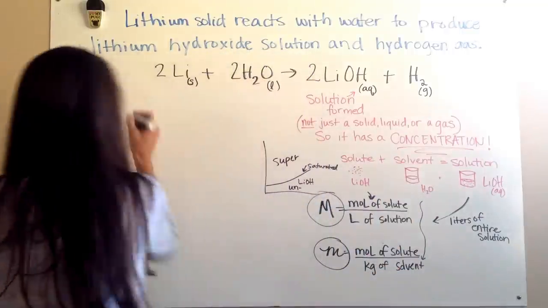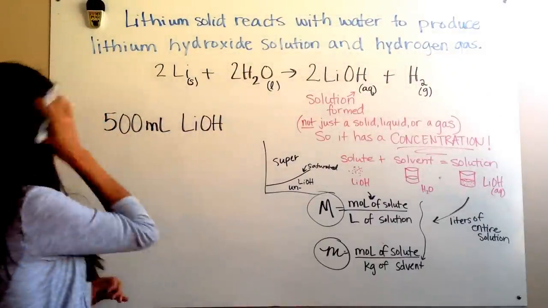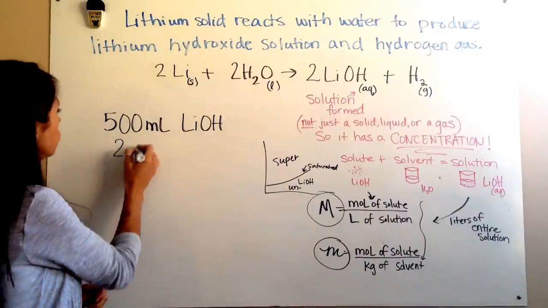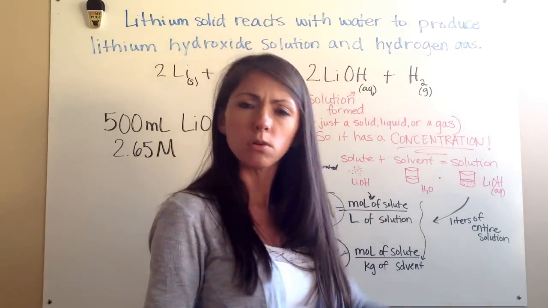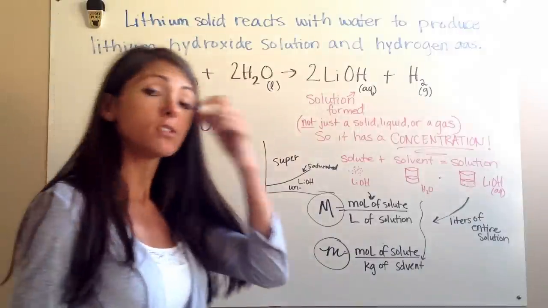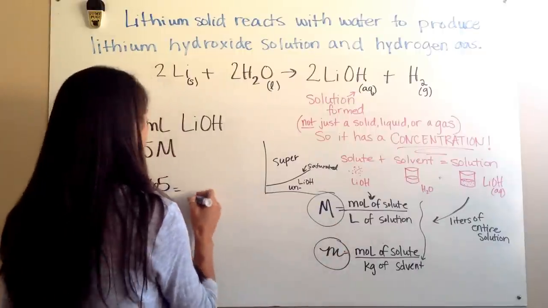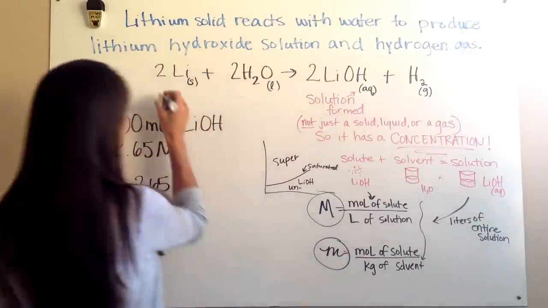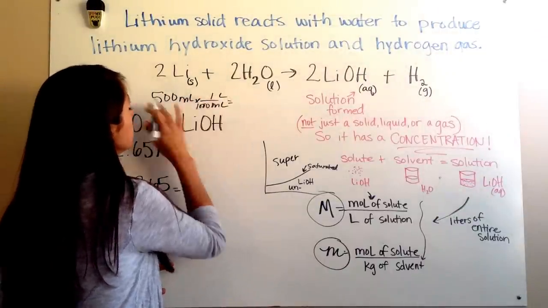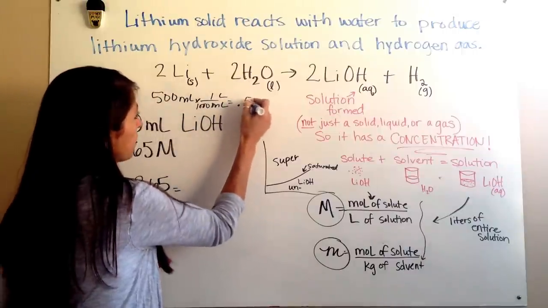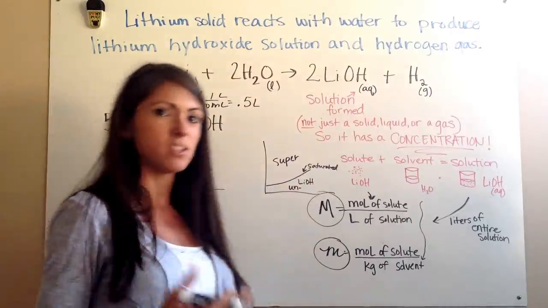So let's say that we produced 500 milliliters of LiOH and it has a 2.65 molar concentration, and it asks us how many moles was actually used in this particular solution. Well, you could take the molarity and plug it in. This is big M, and then 500 milliliters, this has to be in liters, so you have to make a quick conversion to take this out of milliliters and go into liters. There's 1,000 of these for every one of these, which means that we're going to go 3 decimal places back, so it's 0.5 liters. So we're going to plug in 0.5 liters over here, and you can kind of think of this as your X, your unknown variable that you're solving for.